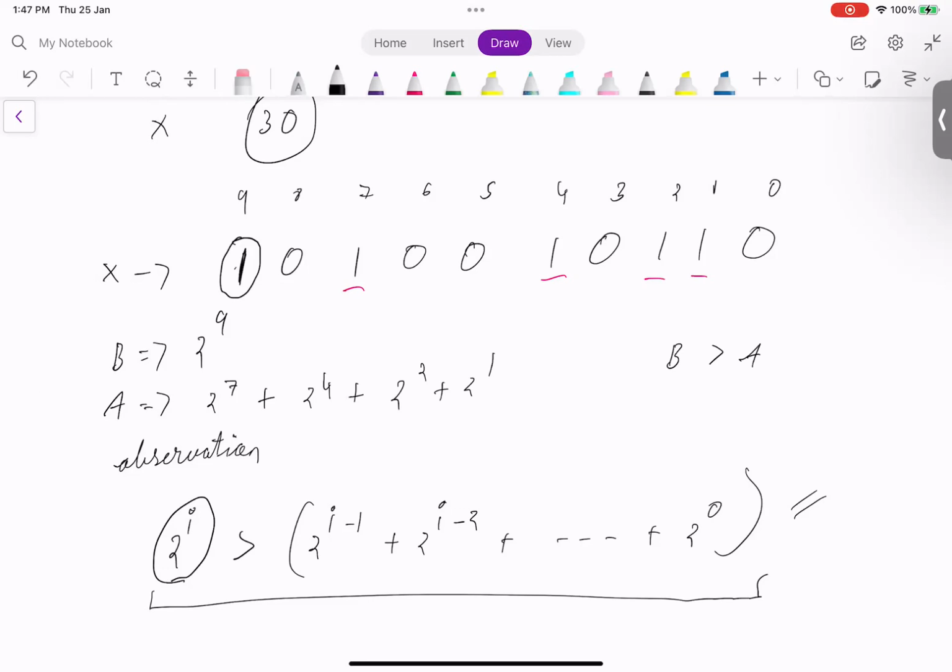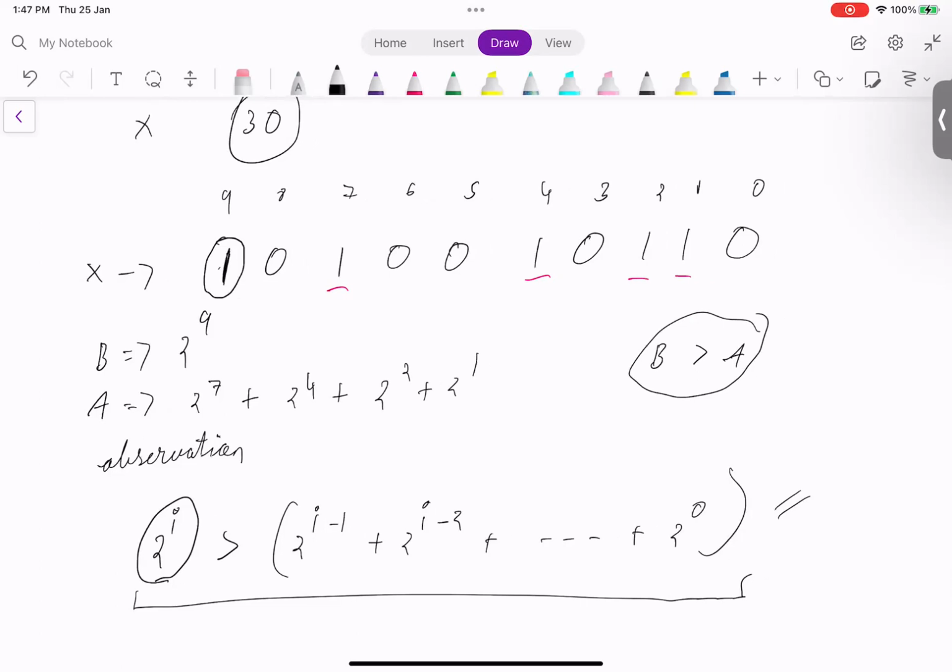Because from the above observation, even though we set all these bits to 1, still the value is lesser than b. Still a's value will be lesser than b. In this case, we are only setting the set bits of x that are smaller than 9. So b will always be greater than a. So this ensures the second condition is satisfied, and this will even ensure the first condition is satisfied.